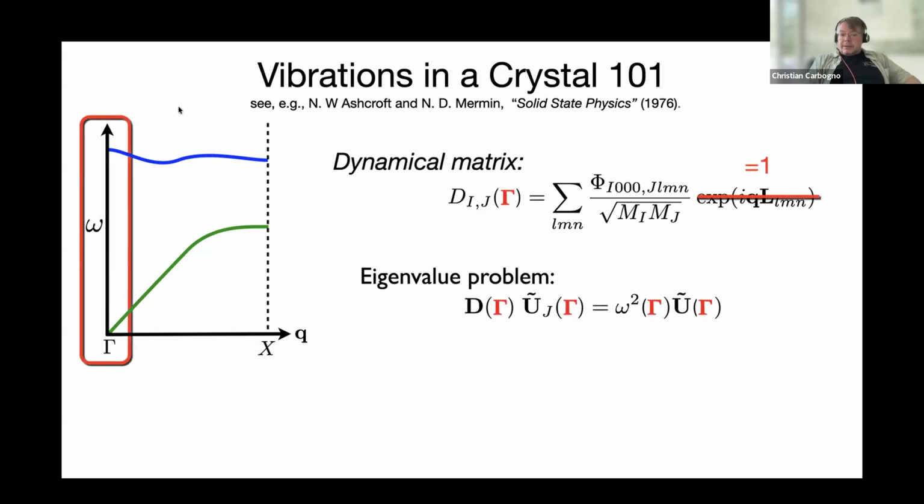If we look at the gamma point, that means that our Q vector is 0. We're looking at the center of the Brillouin zone. Then this exponential obviously becomes 1 because it's the exponential of 0. We have to solve it, and the solution at this point has some very distinct characteristics.